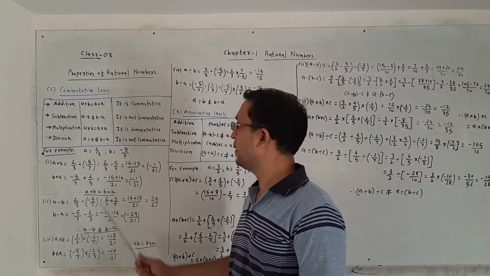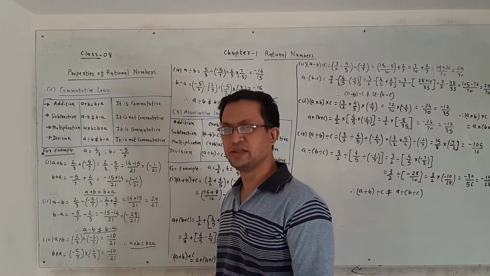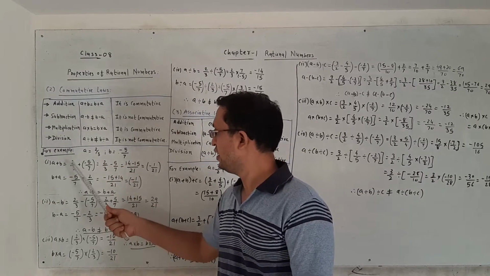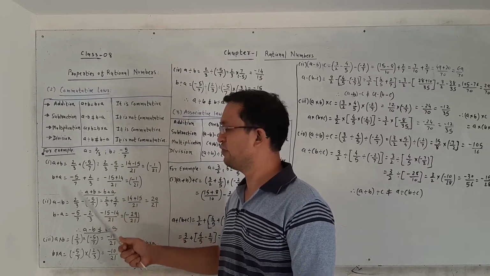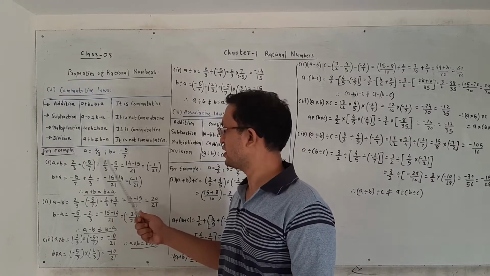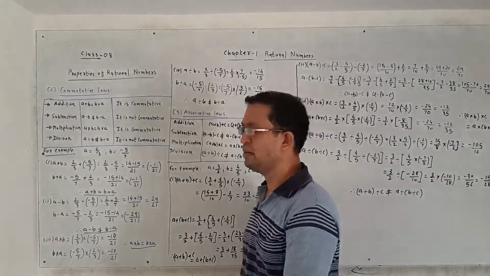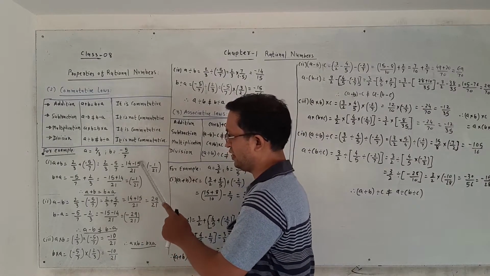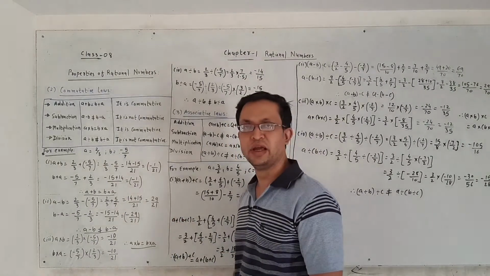For example, suppose a is equal to 2 by 3 and b is equal to negative 5 by 7. First find a plus b and then find b plus a. A plus b is equal to 2 by 3 plus negative 5 by 7. Here denominators are different. Take LCM, otherwise cross multiplication. 7 times 2 is 14, minus 3 times 5 is 15, divided by 21. Then the answer is minus 1 by 21.